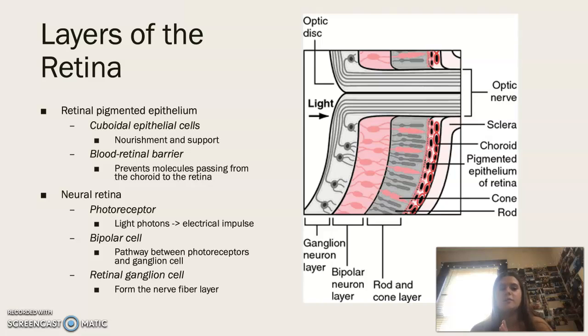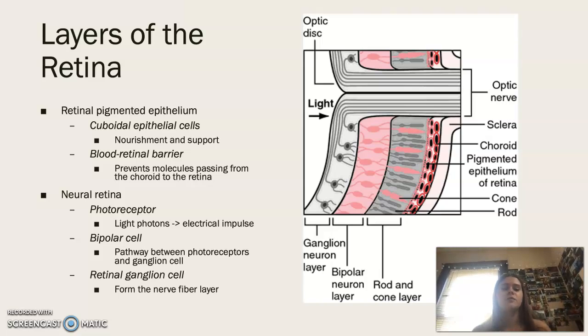To start off with the retinal pigmented epithelium, we have cuboidal epithelial cells, and these are responsible for the nourishment and support of this layer of the retina, as well as a lot of other structures within the retina. And then we also have the blood-retinal barrier. Now this prevents molecules from passing from the choroid into the retina, which, as we will see later, is going to be super important because if this barrier is broken, molecules can get into the retina and it can cause blindness, temporary blindness. It can cause dark spots, either in the periphery or the center of the vision.